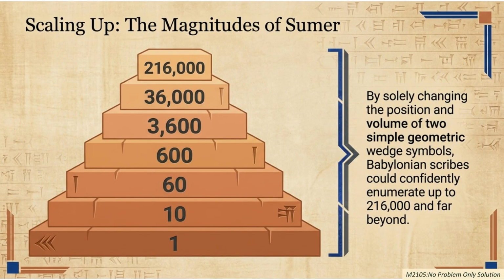Their system was remarkably scalable. By simply changing the position and volume of their wedge symbols, scribes were able to calculate massive numbers, reaching well into the hundreds of thousands.